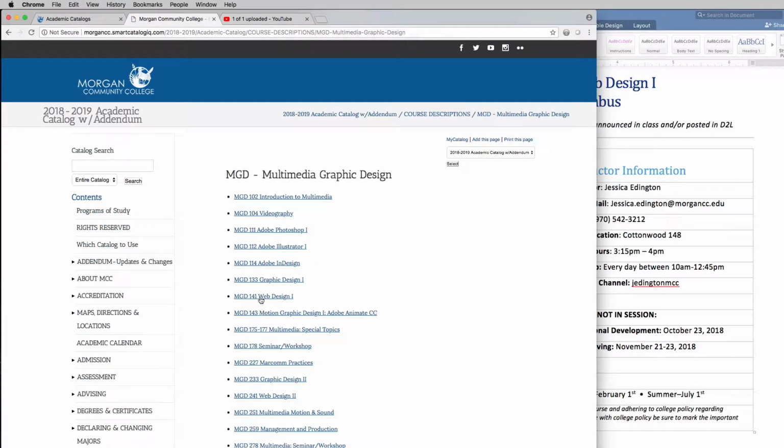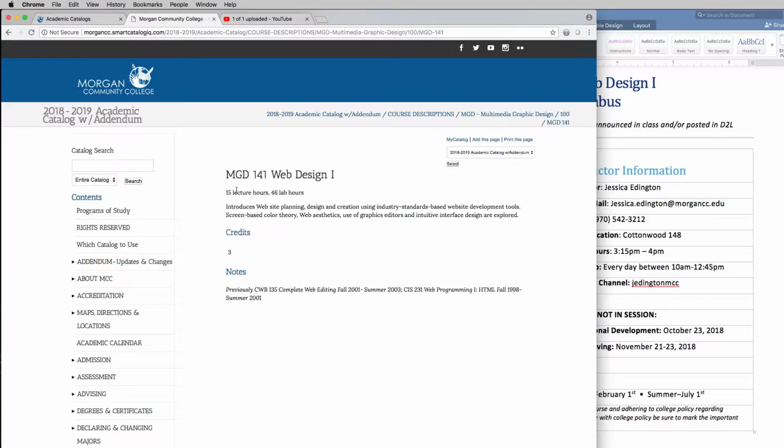So we're going to go MGD and then choose MGD 141. When we finally get there, it'll show you this is broken down into 15 lecture hours and 46 lab hours. So if you're interested in learning what contact hours are, make sure to talk to your mentor teacher or the Office of Instruction.